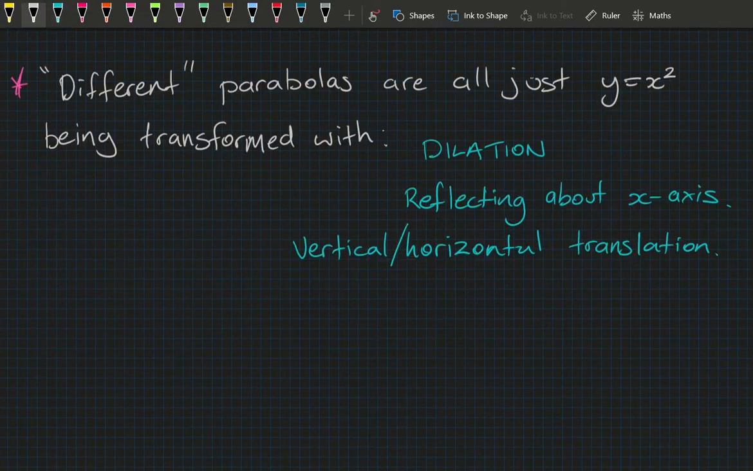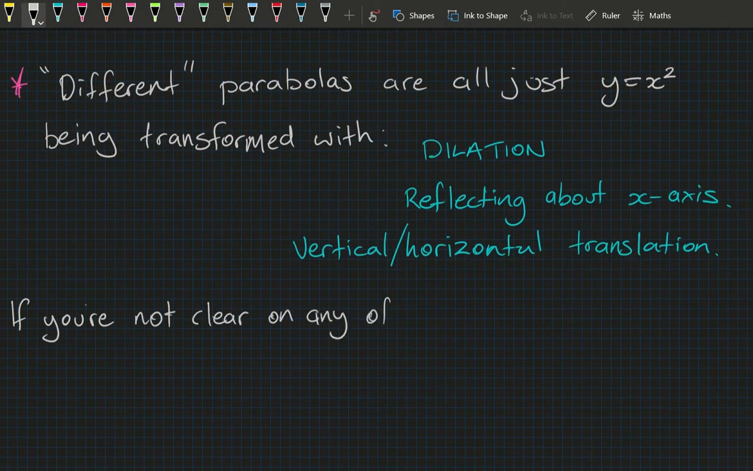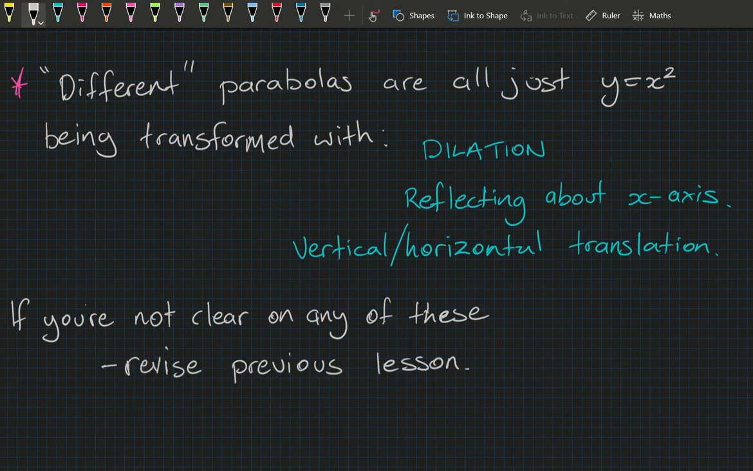Now, if you're not 100% clear on any of those, make sure that you spend a little bit of time working back over the previous lesson. All right, we'll see you in the introduction then.